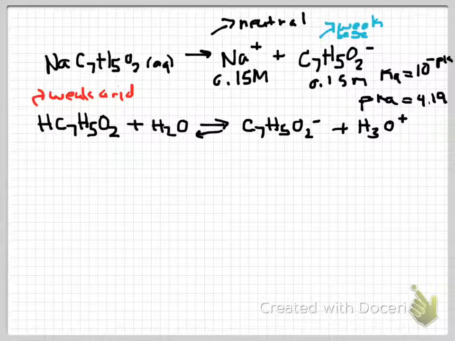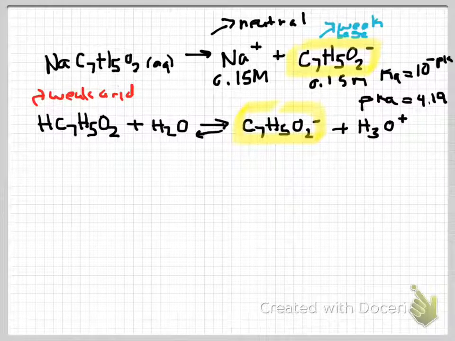So we can set up an ICE table here. Notice one thing we have going on. We have a common ion. So we have our weak base that we're adding, and then we also have that same weak base that shows up in our equilibrium expression as the conjugate base of our acid. And this is what's going to allow our buffer to behave and maintain its pH.